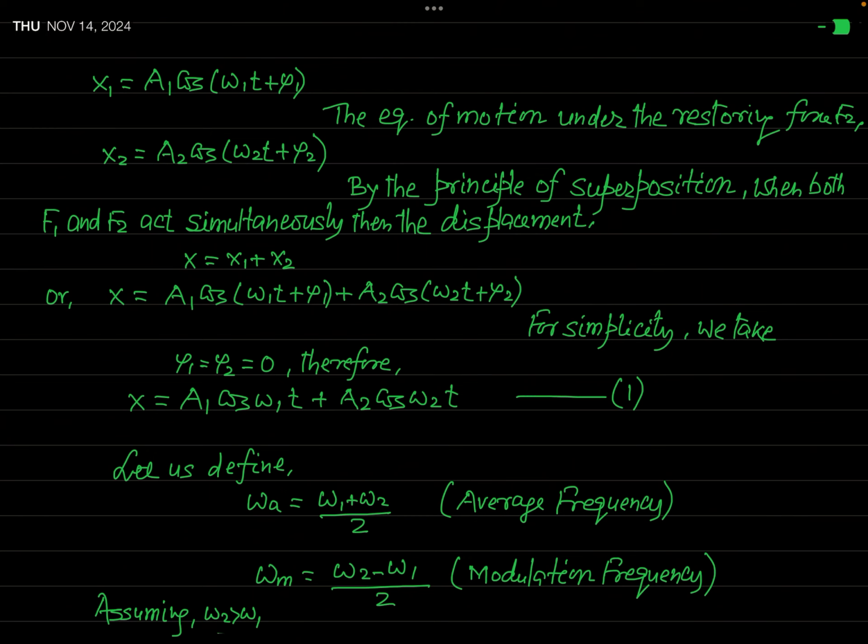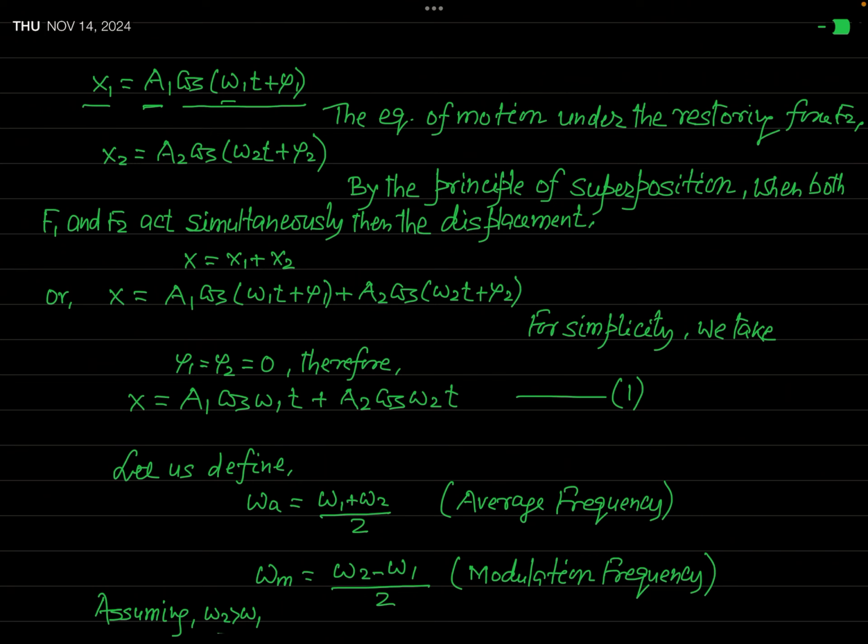I have written here the value of x1 in terms of cosine function. You also may write in terms of sine function. So I have assumed that x1 is equal to a1 times cosine of omega 1 t plus phi 1. Here a1 is the amplitude of this oscillation and omega 1 is its angular frequency. And what is this phi 1? Phi 1 is called phase constant, or it is called initial phase.